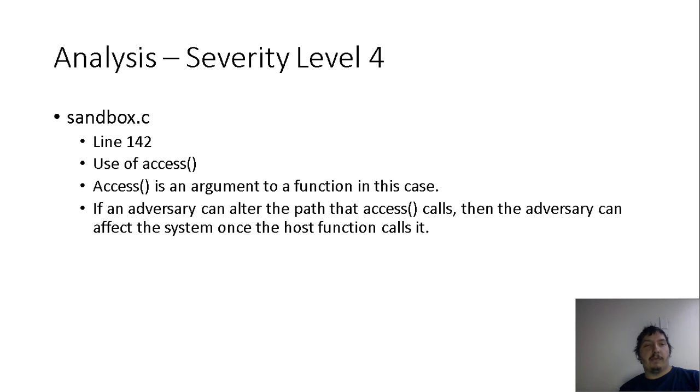And if you remember, this may be the last of my level 4s. Anyway, in sandbox.c, we have the access function, which simply tries to access a file along a path. In this case, access is an argument to a function, but it is trying to access something. And so if in any way the path that access is calling can be altered, then the adversary can access the system once whatever access is calling is called. Once that happens, the adversary can gain some effect on the system.